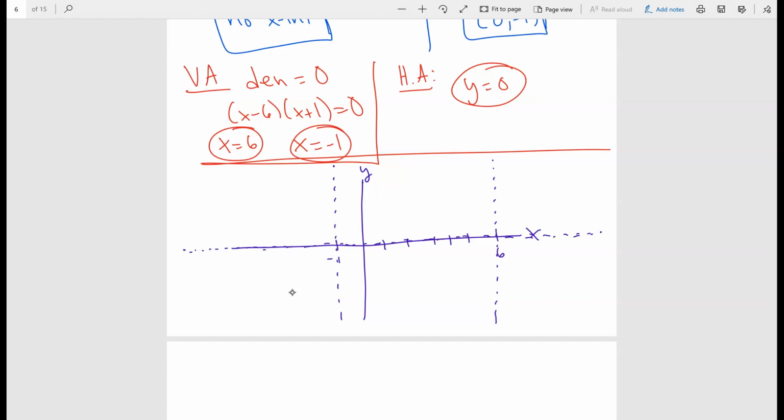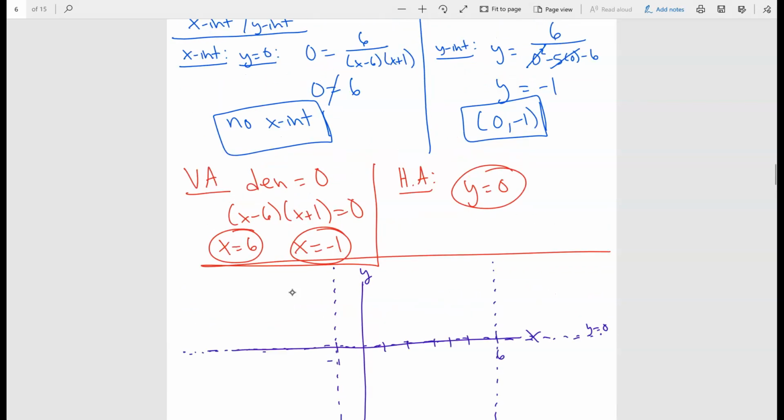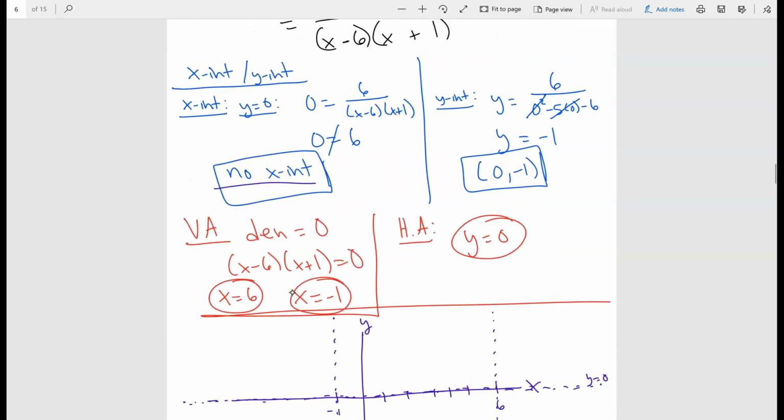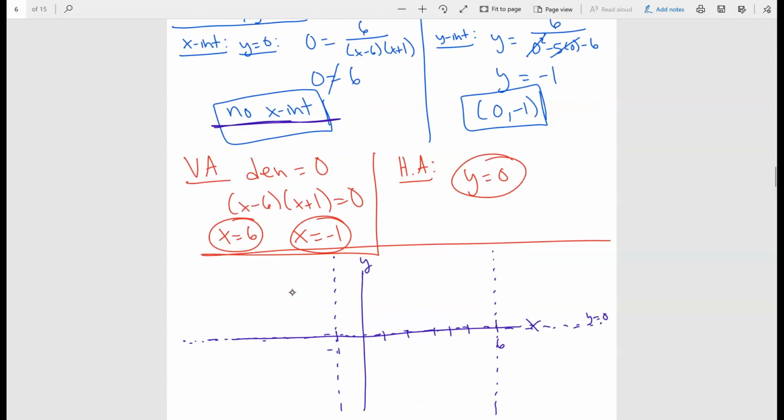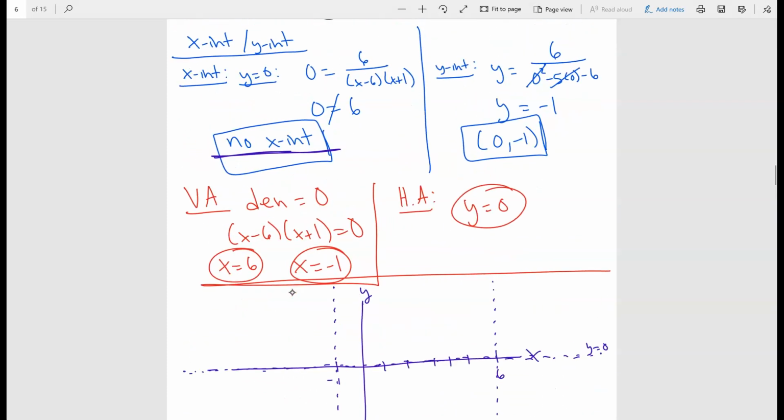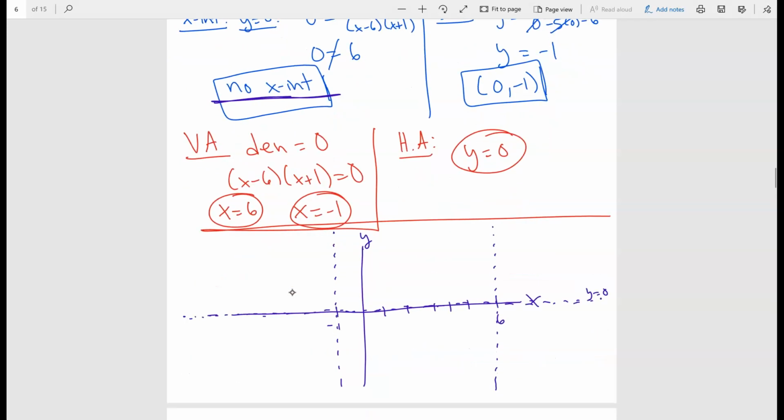So you have many different quadrants. At y equals 0, you have this asymptote. Now this graph is never going to cross it because notice how we don't have any x-intercepts. Okay, so now we do have a y-intercept at negative 1. Okay, 0, comma negative 1. You have something that looks like this.